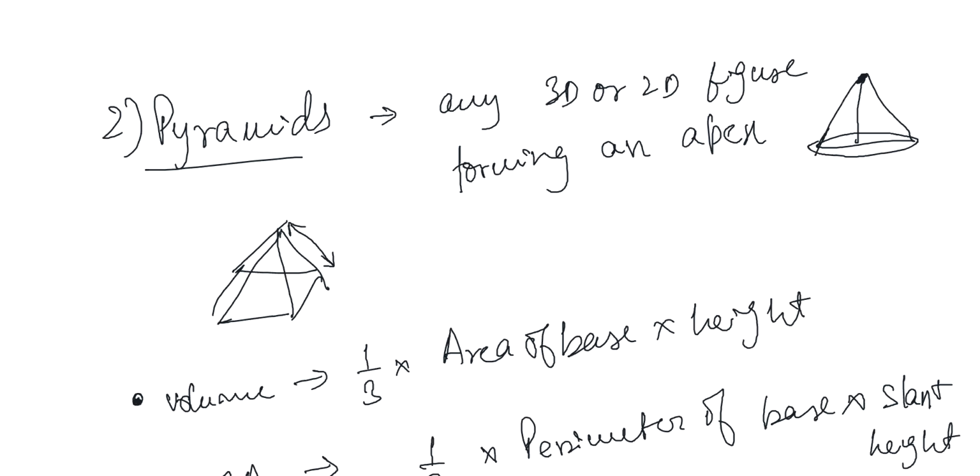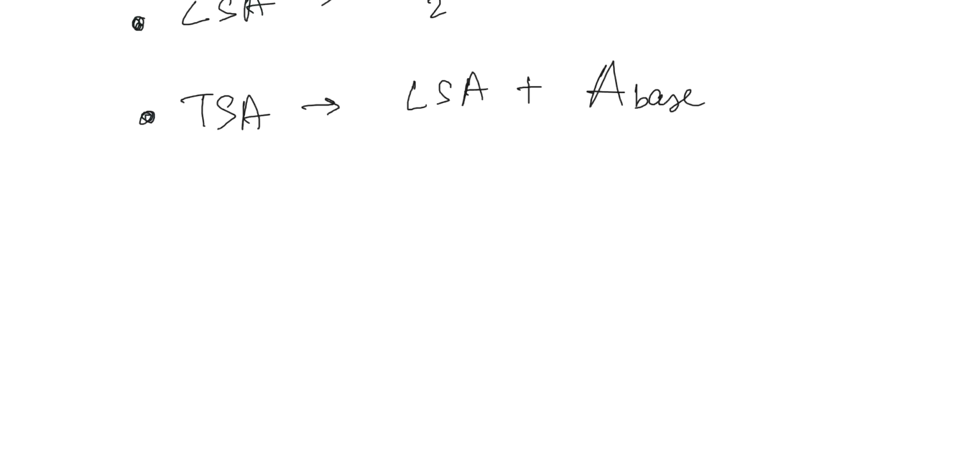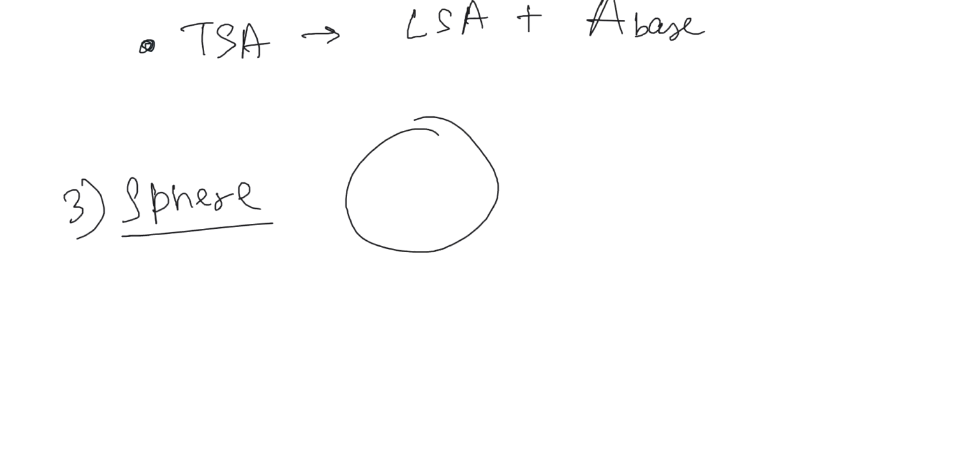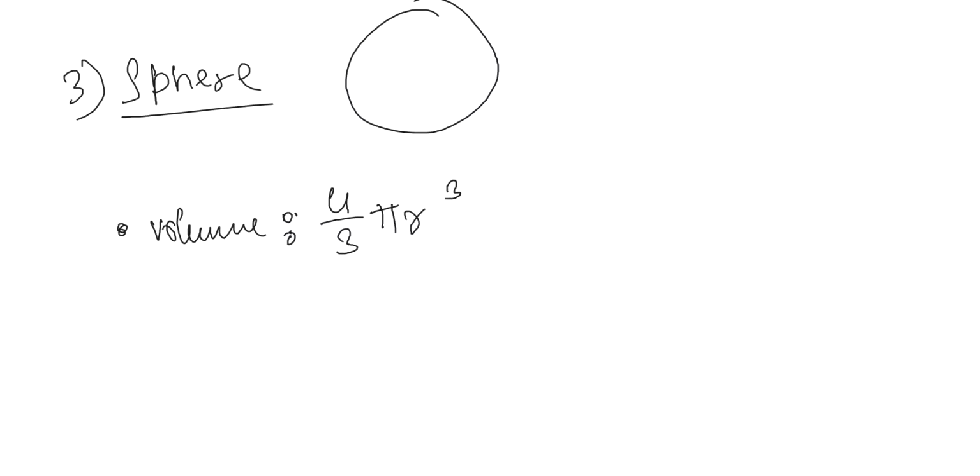The next important figure is sphere. So our Earth is a sphere, right? Its volume will be given by 4/3 pi r cube. Its curved surface area will be equal to its total surface area, which is equal to 4 pi r square.